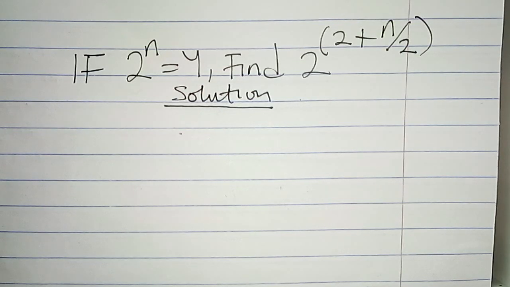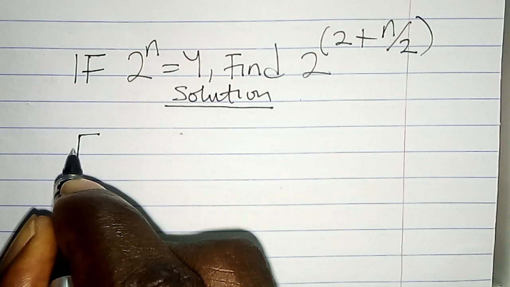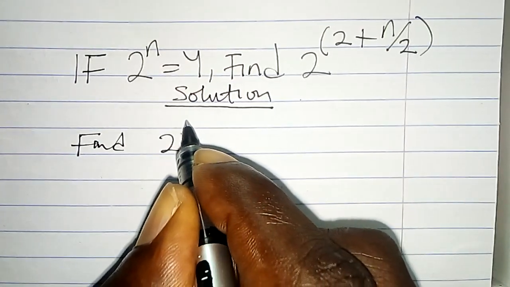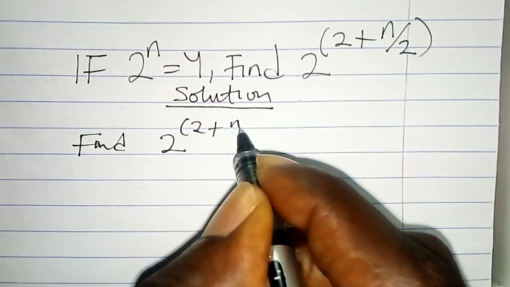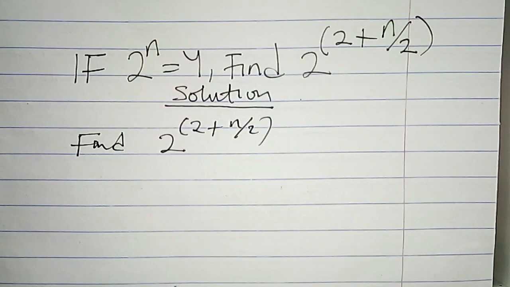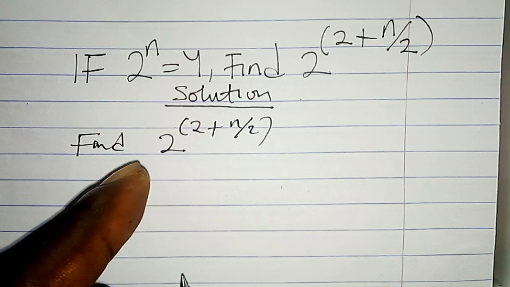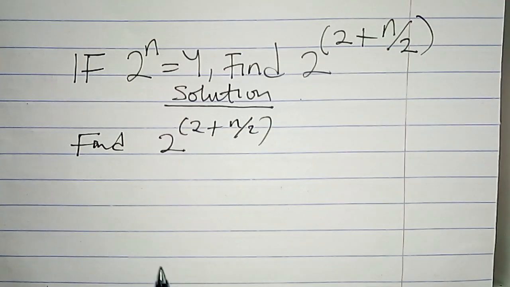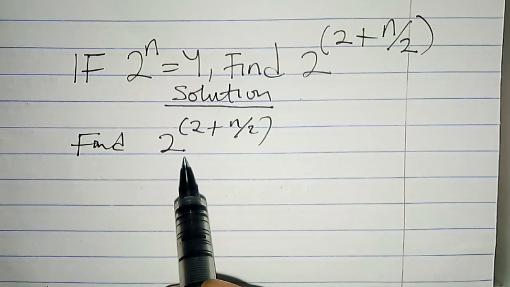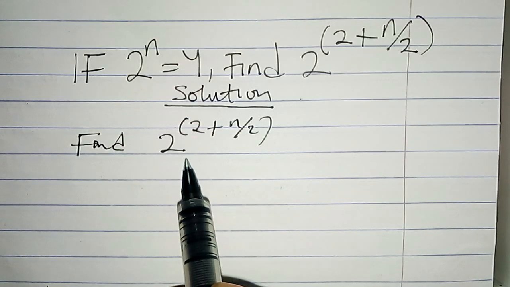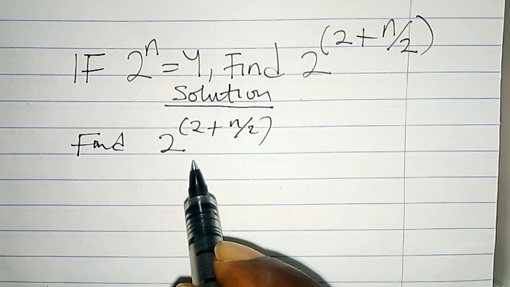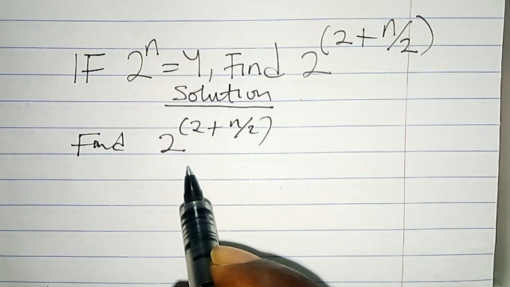Now what we are going to do from the problem, they say that we should find 2 raised to the power of (2 + n)/2. Now, if you look at this problem, you will agree with me that this problem emanated as a result of the application of the addition law of indices, which says that when both bases are the same, you take one of the base and add the powers.